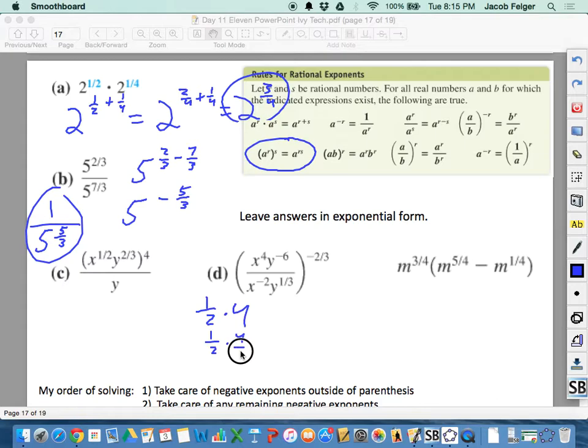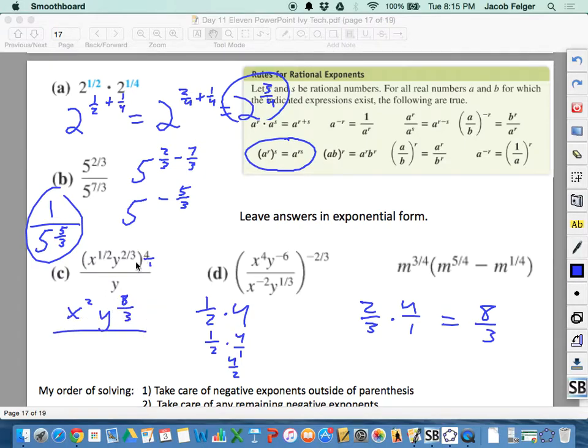1/2 times 4 over 1. 4 over 2, which is half of 4 is 2, right? So this would be x squared. So it's like half of 4. And then how about 2/3 times 4? Think of that as 4 over 1. Top times top, bottom times bottom. So 2/3 times 4. Top times top, bottom times bottom. 8/3.